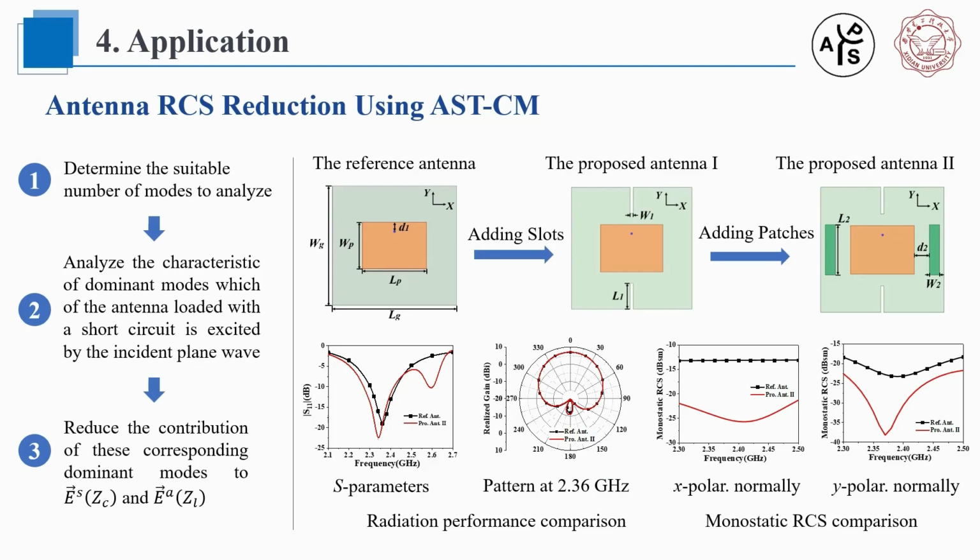The design process of a low in-band RCS microstrip antenna is shown. A pair of slots and patches are utilized to decrease the structure mode scattering field of the antenna excited by X and Y polarized normally incident plane waves, respectively.